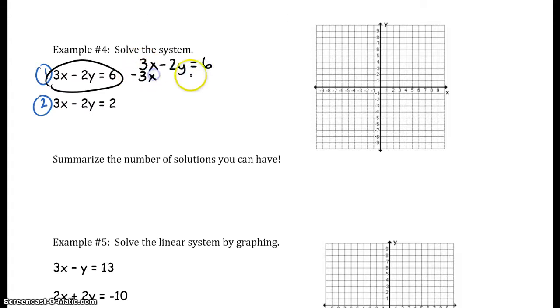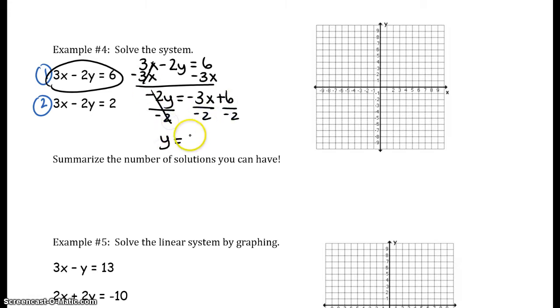Subtract 3x on both sides. We get negative 2y equals negative 3x plus 6. Divide by negative 2. And we get y equals, that cancels, 3 over 2x minus 3. That's weird. I feel like I've seen this before. So that's the first equation.